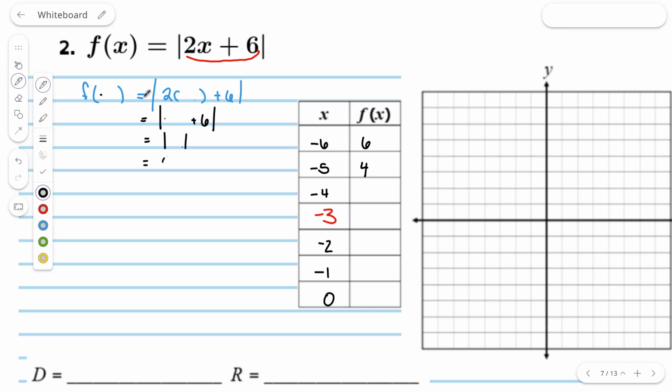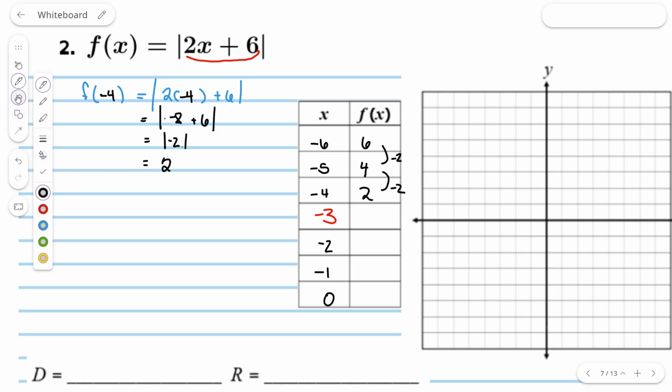So I'm going to check out what's happening at negative 4. Negative 4 times 2 is negative 8. Negative 8 plus 6 is negative 2, which is going to give us a value of 2. So this time we're changing by going down by 2 each time.